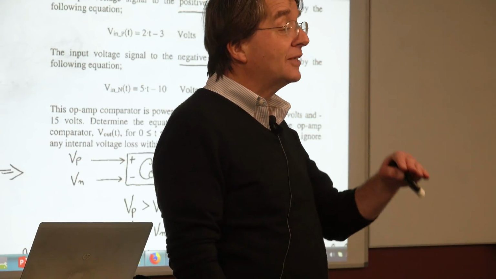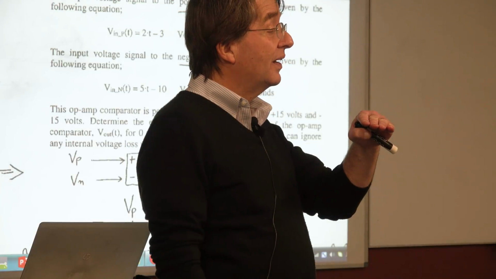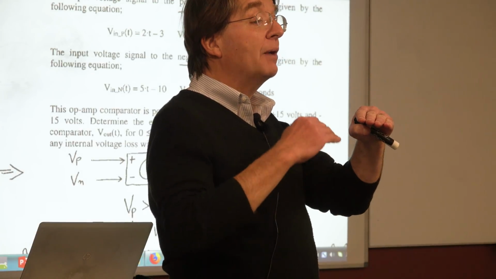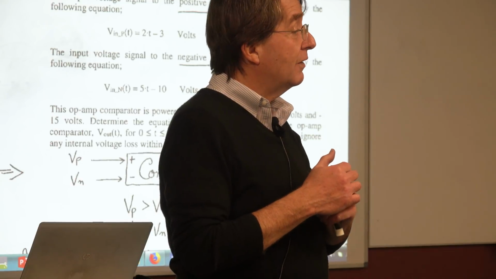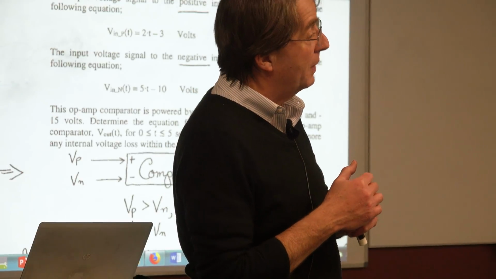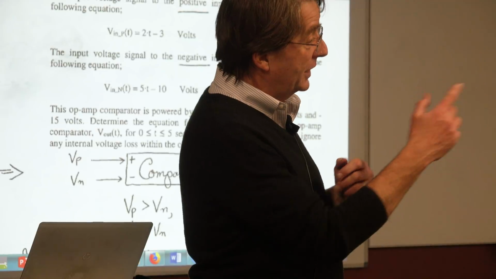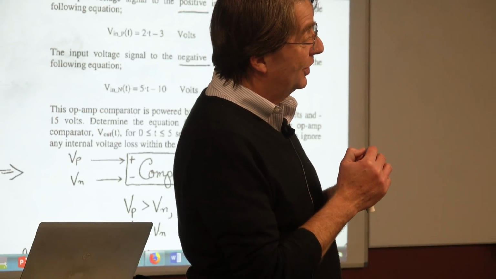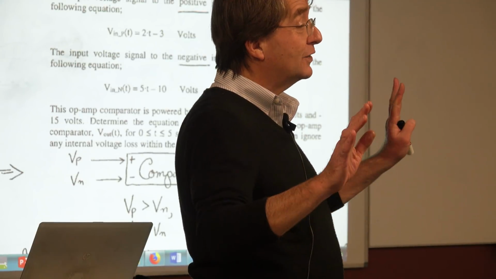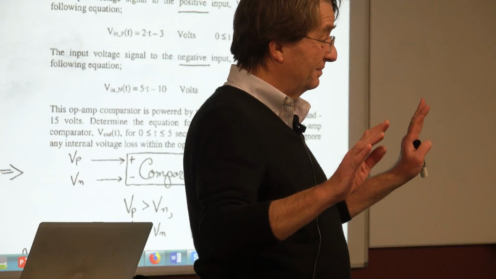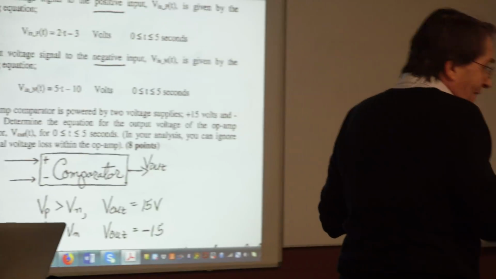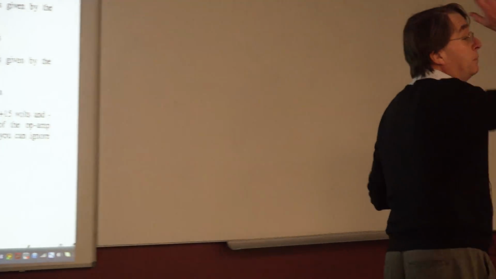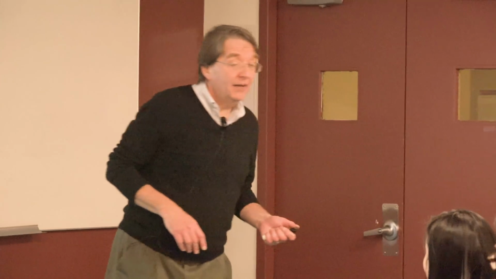Likewise, if V positive was 5 volts and V negative was 5.01 volts, you would get 5 minus 5.01, minus 0.01, times 200,000, minus 15. So all I need to know is, if the positive is bigger than the negative, I get out plus 15. If the negative is bigger than the positive, I get out minus 15.